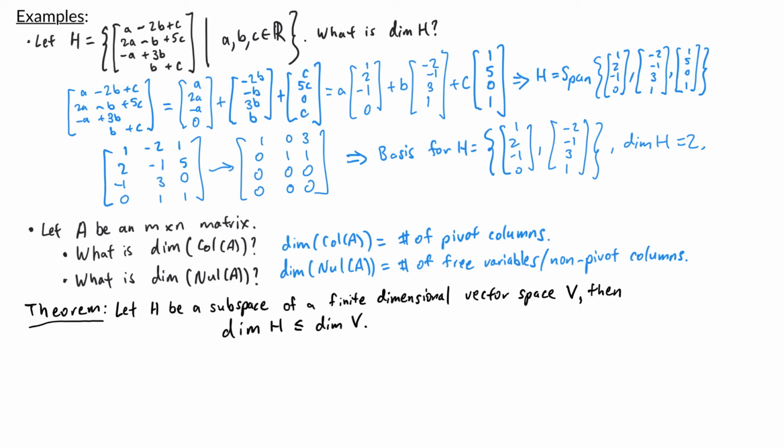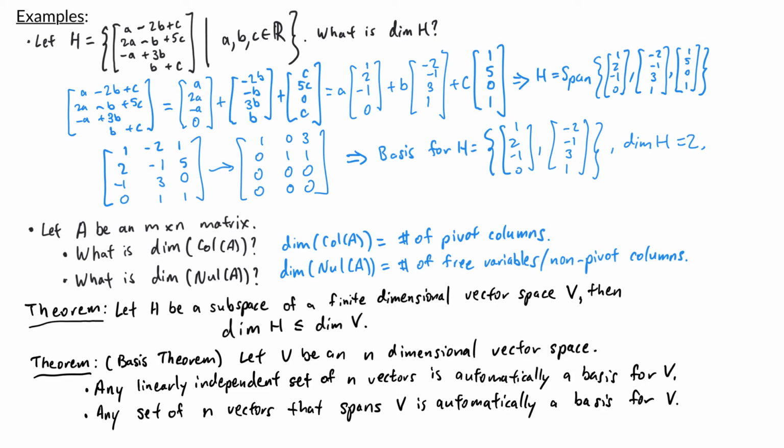The second theorem that I want to mention is called the basis theorem. The theorem states that if V is an n-dimensional vector space, first, any linearly independent set of n vectors is automatically a basis for V. So normally, if I want to check that a set is a basis for a vector space, it needs to satisfy two conditions. The set needs to be linearly independent, and the set needs to span your vector space. So the first part of the theorem tells me that if I have a linearly independent set of n vectors, then I don't need to check that they span my vector space. I know that that's going to happen automatically.